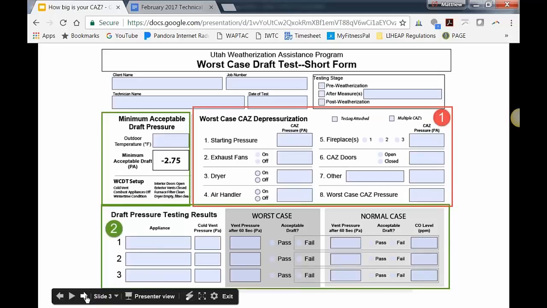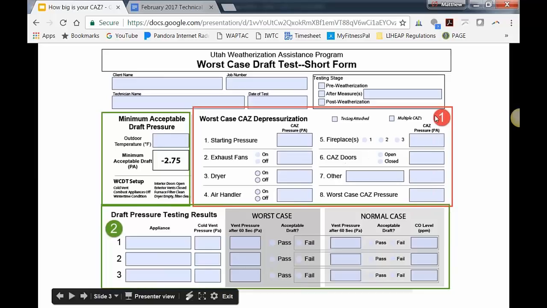Now, the other thing I want to talk about before we look at this example of a home is something else that was recently brought to my attention. There's a little confusion on the worst case draft form about what we're doing, and particularly on the short form. But I also wanted to look at this because this is something that most of you are very familiar with. So we're talking about how big is your CAZ, and we're talking about the definition of a CAZ being the zone from which all the appliances draw combustion air. We're really talking about this portion of the short form.